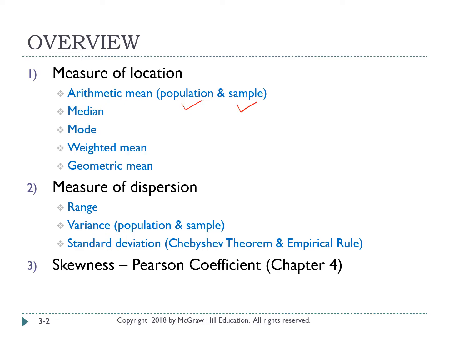We'll also discuss the measures of dispersion. We have range, variance, which also focuses on the population and sample, as well as standard deviation. We will talk about Chebyshev's Theorem as well as the Empirical Rule. The last one is basically under Chapter 4, but I will put it here because we will cover a very brief look at skewness using the Pearson coefficient.